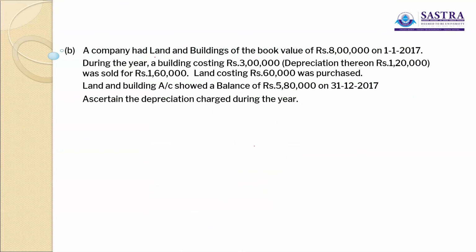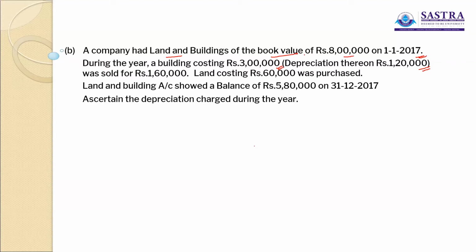Let us now consider another example. In this case, the information goes like this. The company had land and building of the book value of 8 lakhs, not at cost value, at book value. That means it is after charging depreciation on 1st January 2017. And it is also given like this. Building costing rupees 3 lakhs, depreciation thereon is 1,20,000. So whenever the value of an asset is given at cost, the accumulated depreciation for the usage period will be given.